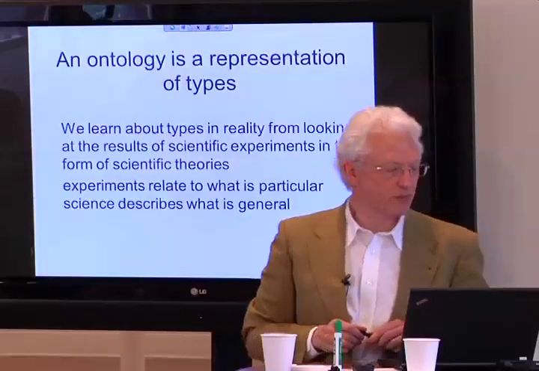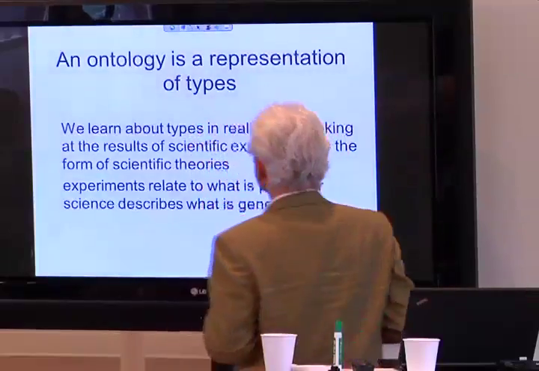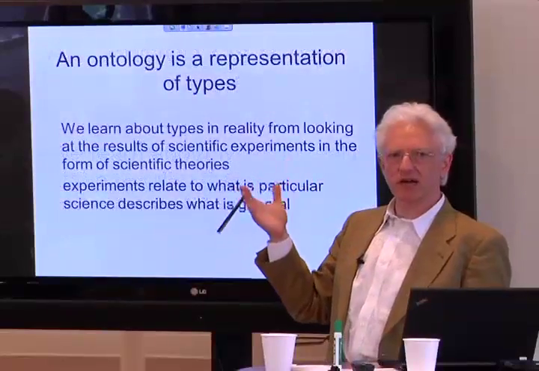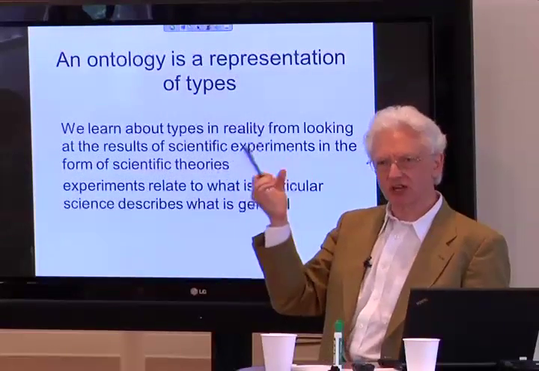And so to put that in very, very explicit terms, an ontology is a representation of types. And we learn about types by looking at the results of experiments in the form of scientific theories. Scientific theories are formulated using general terms.